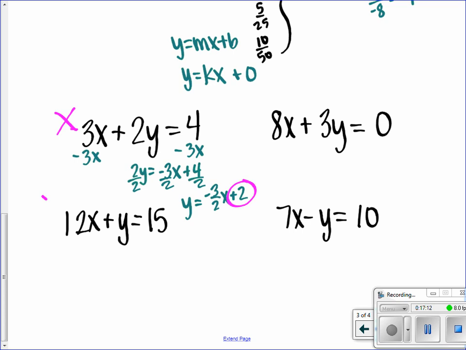This one is also a no. This is a no. This is a yes. How can you tell? The end is not zero. If you ever have a term that is a constant, something without a letter attached to it, like there's a 4 here, a 15 here, a 10 here, that would end up being your y-intercept when you get it into slope-intercept form. Meaning you're going to have a y-intercept that's not 0.